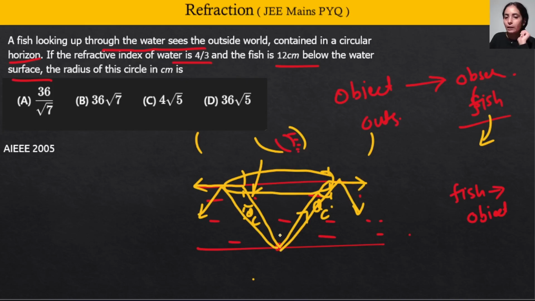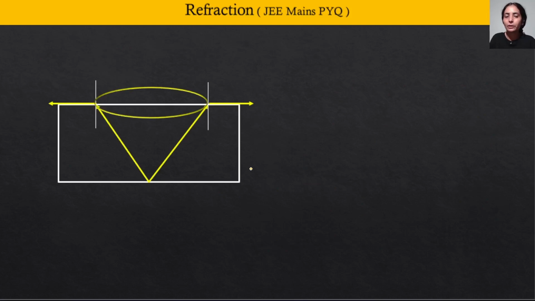How is this so? क्योंकि देखो, अगर हमने fish को object बनाया, ठीक है, then we can clearly see light is traveling from denser to rarer media. That is why it is happening. लेकिन अगर हमने fish को observer बनाया, then light is traveling from rarer to denser media. In that case, how is it getting achieved?